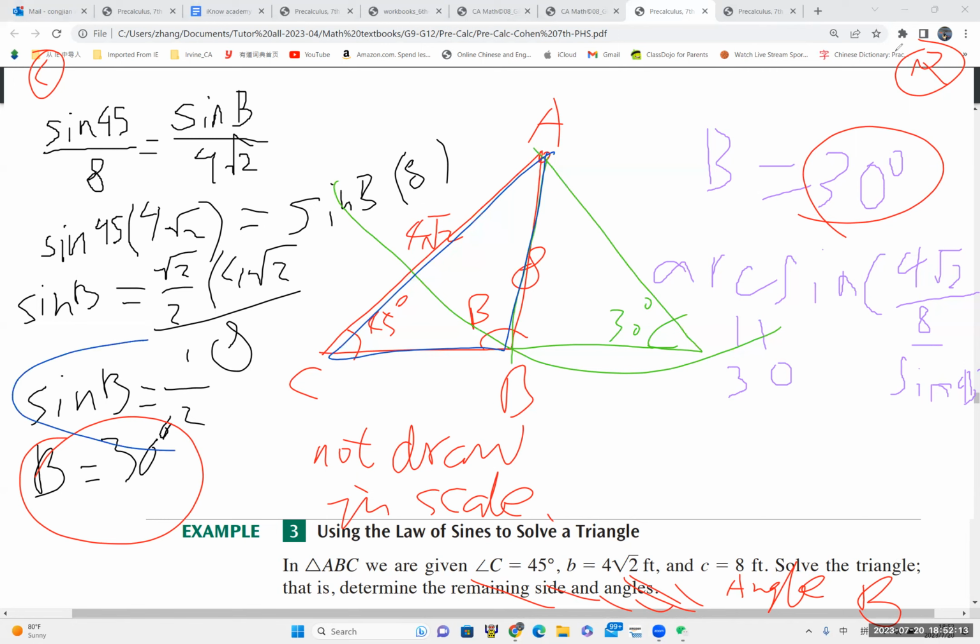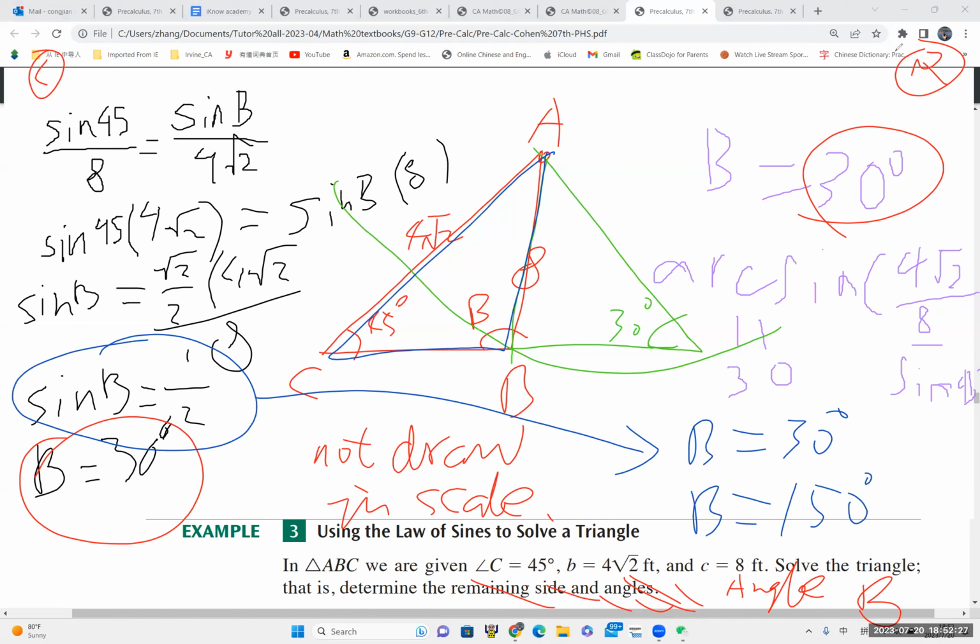That means that when you get sine B equal to this, there are two possibilities. One is B is 30 degrees. Another is B is 150. Oh, but it's impossible. It cannot be 150, right? So I get a false score. Okay, then for this example, as there is no chance to be 150 degrees, you just have one answer.